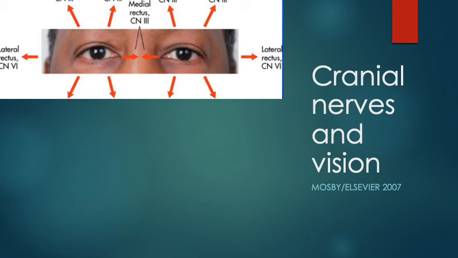This next slide, these have to do with the cardinal fields of gaze. 3, 4, and 6 make the eyes do tricks. And if you notice here, III is 3, IV is 4, and VI is 6. So look at those, look at them in the modules, make sure you know them. 3, 4, and 6 make the eyes do tricks.